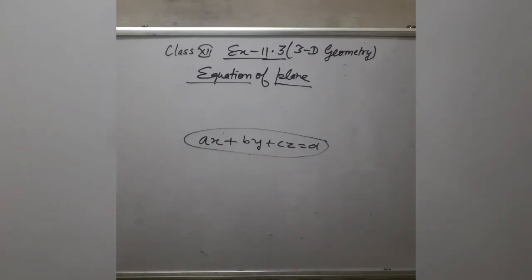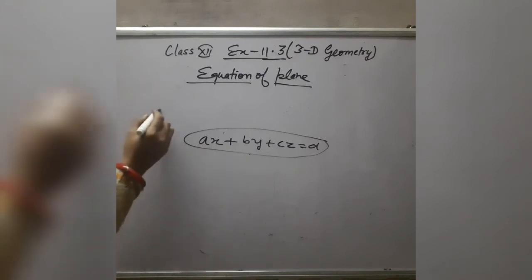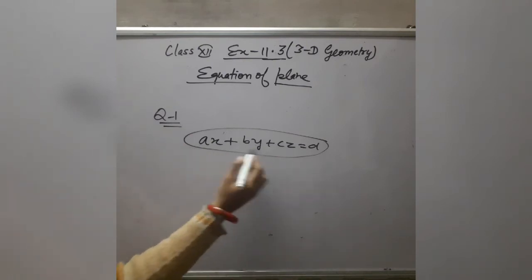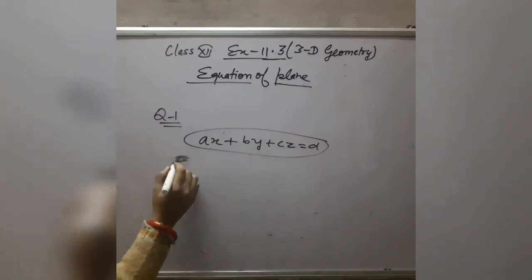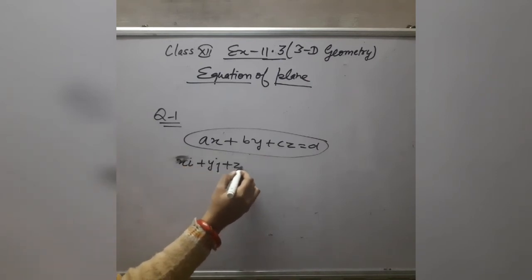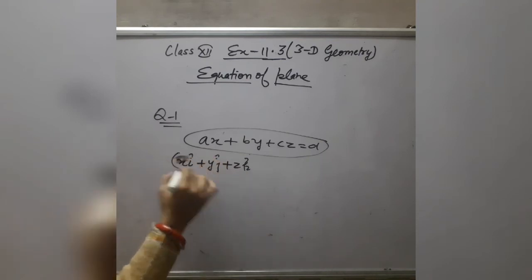So now in the first question, this type of equation of plane is given to you. In the first question: in each of the following cases, determine the direction cosines of the normal to the plane and the distance from the origin. See here, this can be written as xi + yj + zk, which is equal to r.